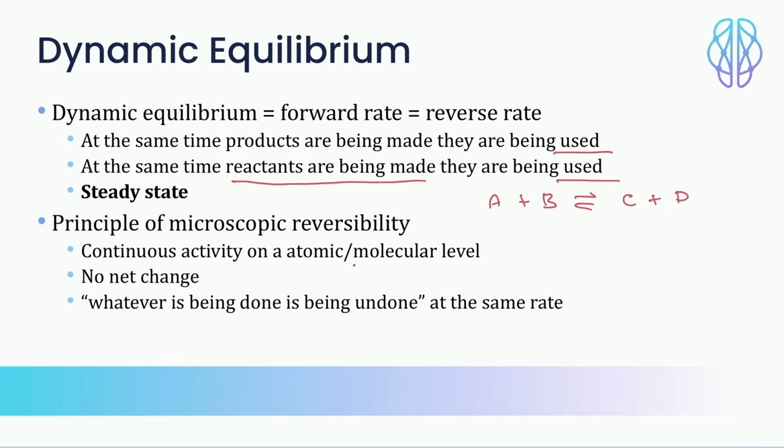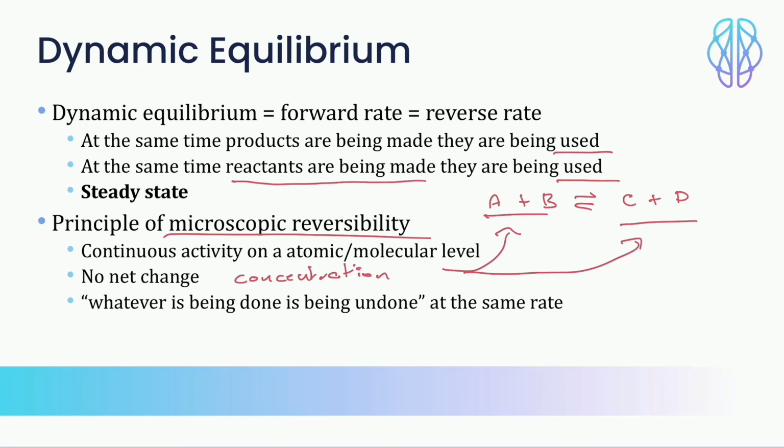So one way to think of it is our concentration of our reactants isn't changing, nor is the concentration of our products changing, but they're reacting at the same rate. So as something's being destroyed, something's being formed, or as something's being formed, it's also being destroyed. So another way to look at this is through the principle of microscopic reversibility. This principle talks about continuous activity on an atomic or molecular level, where we have no net change in the concentrations, so again, no net change in reactants and products, but our reaction is taking place. So whatever is being done is also being undone at the same rate.